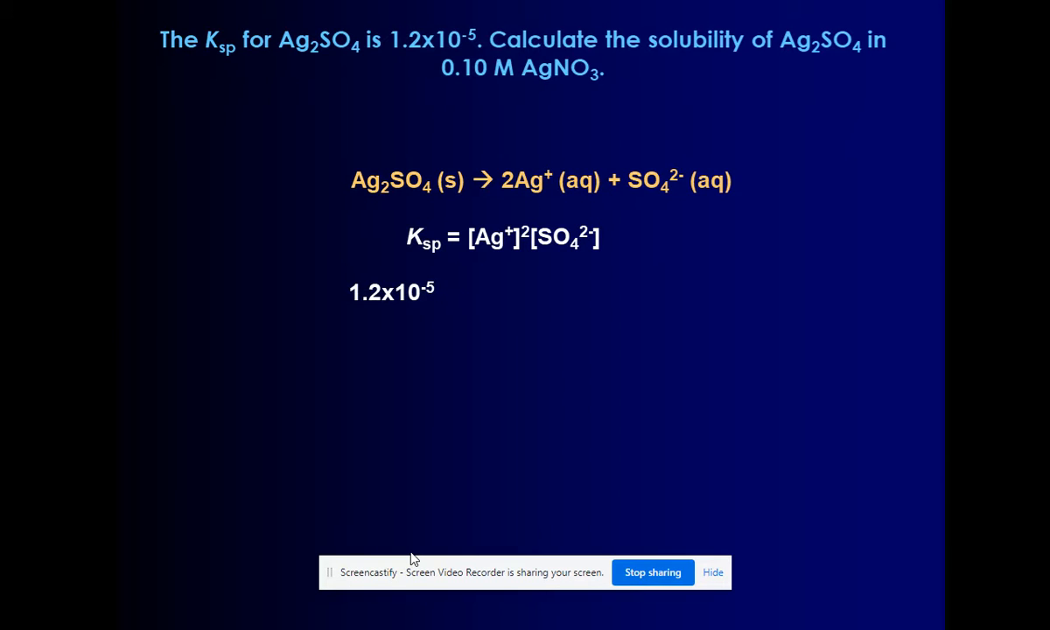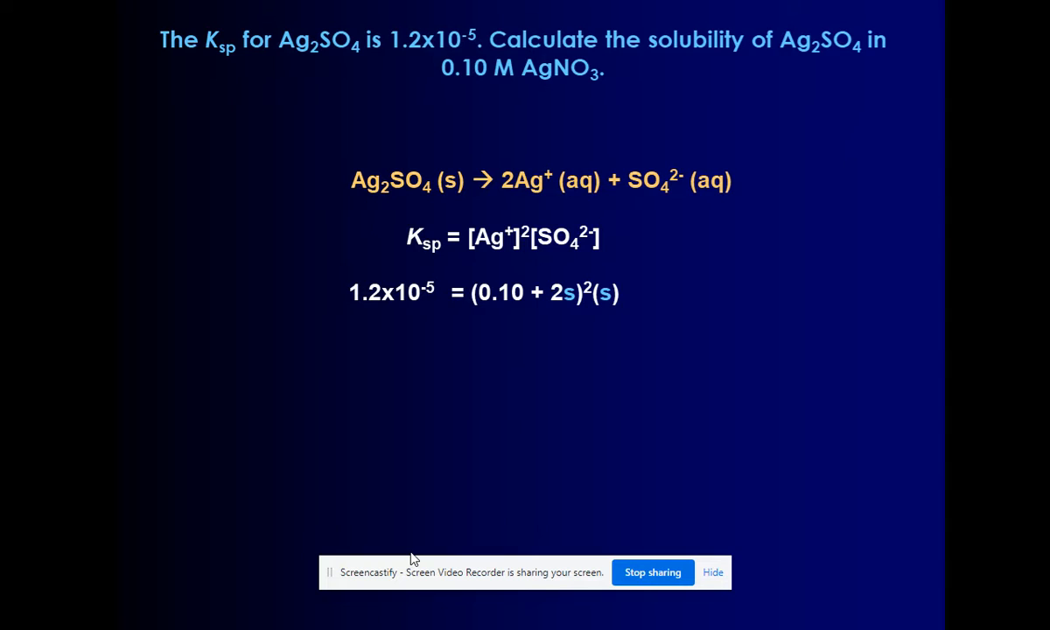And I know that if the silver sulfate was contributing to the silver ions, it would increase by 2s, and the sulfates would just be s. I will tell you that when you have a common ion, and you look at the value of your Ksp compared to that concentration of silver, you see that they are off by a 10 to the fourth. You are going to be allowed to exclude the change in solubility, that 2s, as negligible compared to the concentration of the silver ions that are already present.